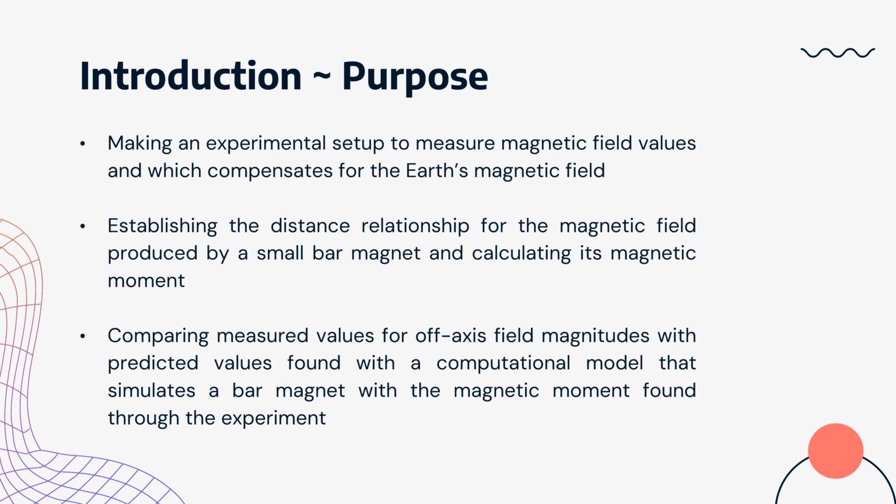The purpose of this lab is, by making an experimental setup that compensates for Earth's magnetic field, to establish the distance relationship for the magnetic field produced by a small bar magnet and calculate its magnetic moment, and compare measured values for off-axis field magnitudes with predicted values found with a computational model that simulates a bar magnet with the magnetic moment found through the experiment.